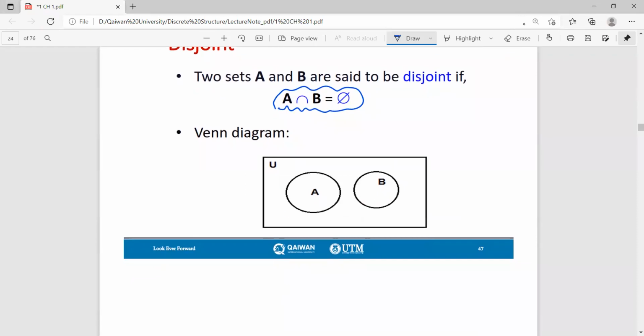And this is the Venn diagram of two disjoint sets. As you see here, we have no intersection between the sets.